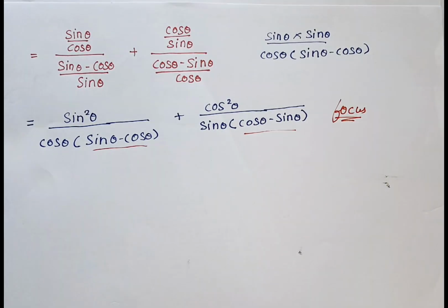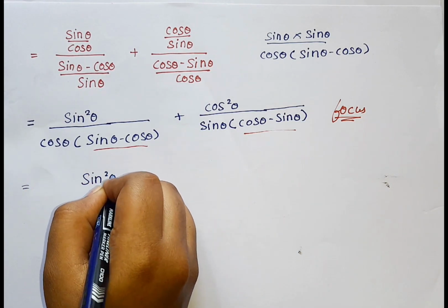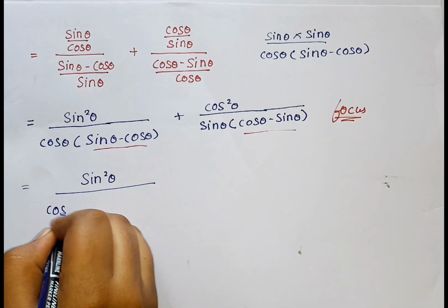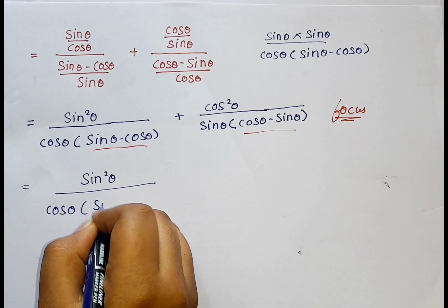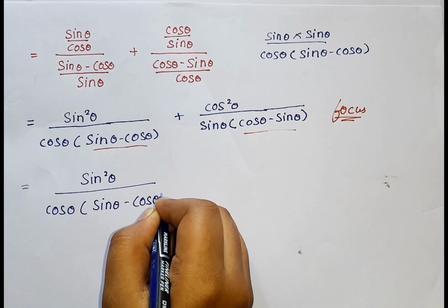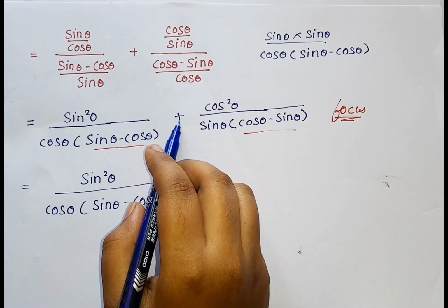Okay, please focus guys. Why? Because you might get confused here. Okay, so now let me just write this as equal to sin square theta, and this one as it is. Okay, I'll just write it as it is, that is cos theta bracket sin theta minus cos theta. Okay, after writing it as it is, here we have plus, isn't it?